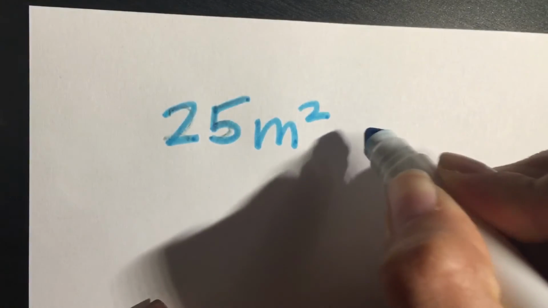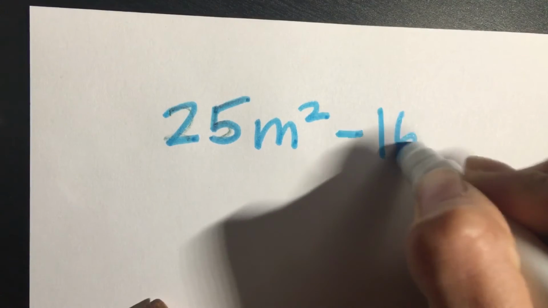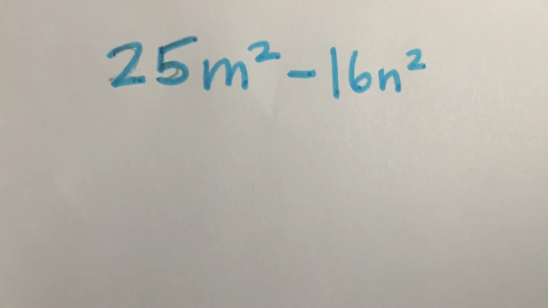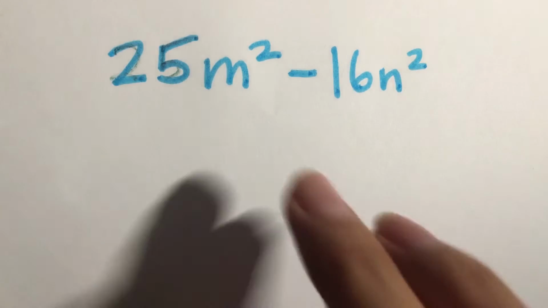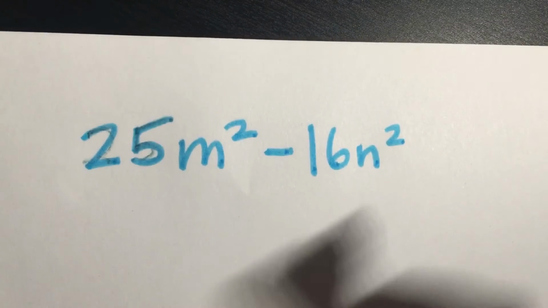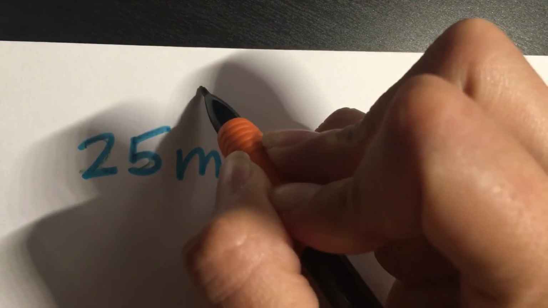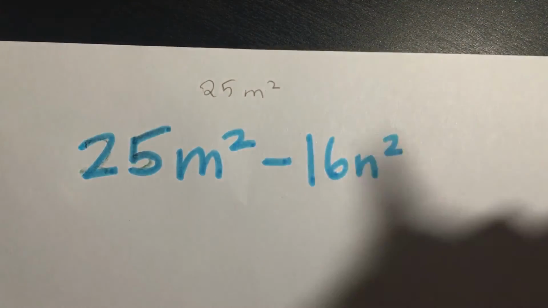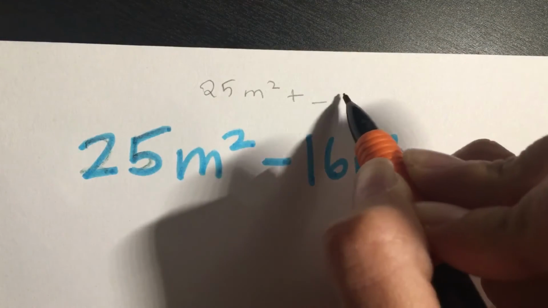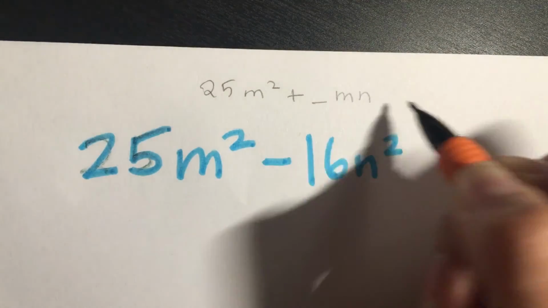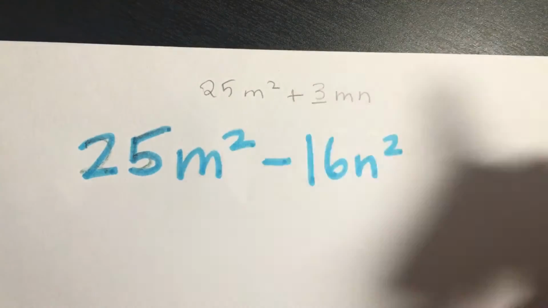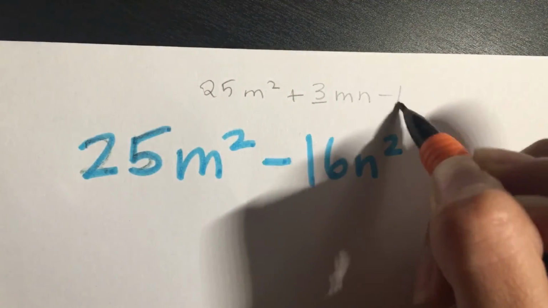So you sent me 25m squared minus 16n squared. Okay, now I'm going to show you how to do this with the box method. Normally when you have two variables like this, you might have something like 25m squared, and then plus something mn, with both of the variables. So plus, whatever, 3mn, and then minus 16n.